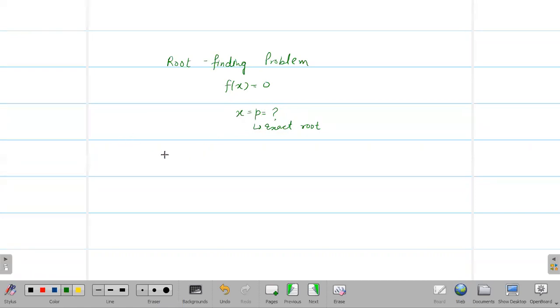So we have various methods here: bisection method, which we have discussed already, then fixed point iteration, and then Newton and secant. All are iterative methods and all methods will give you a sequence. If you apply any method, either bisection method, fixed point, Newton, or secant, to this equation, you will get a sequence.